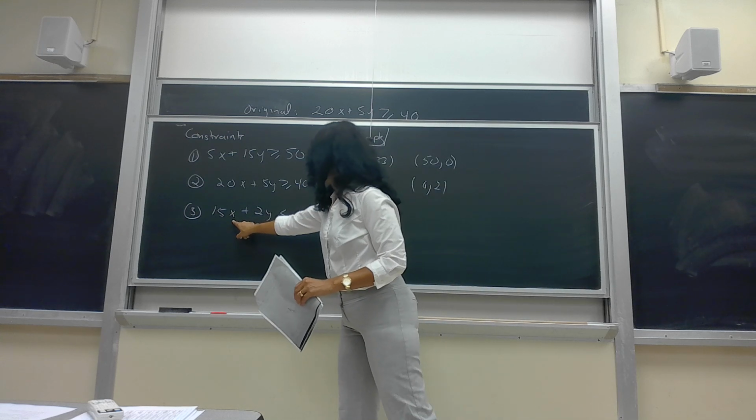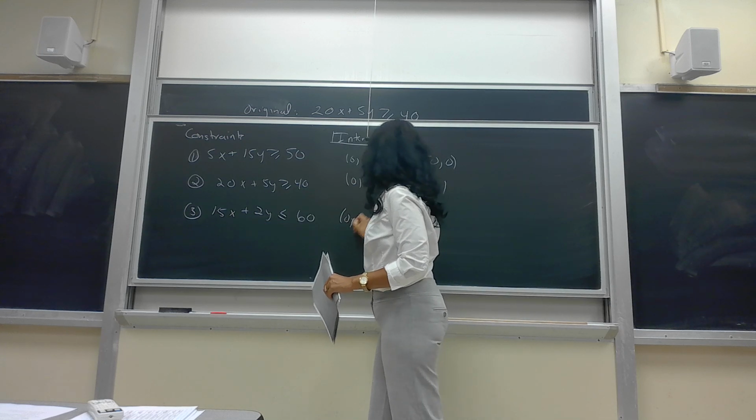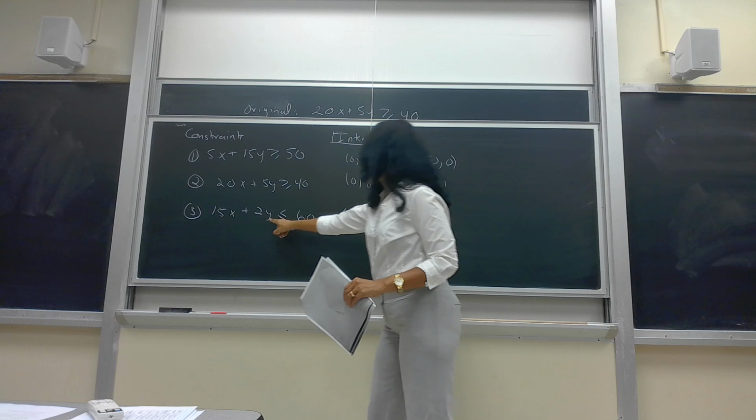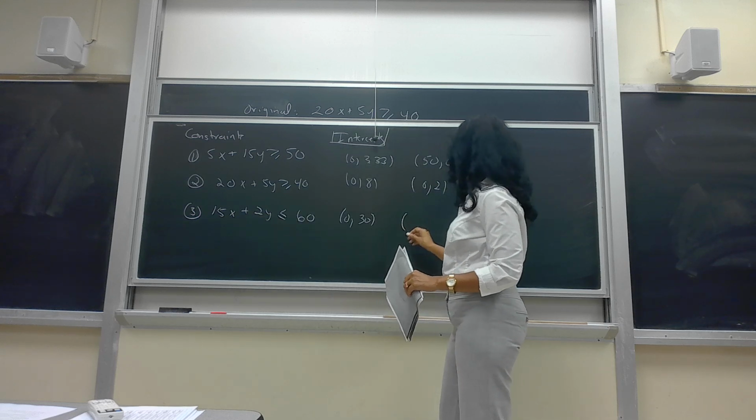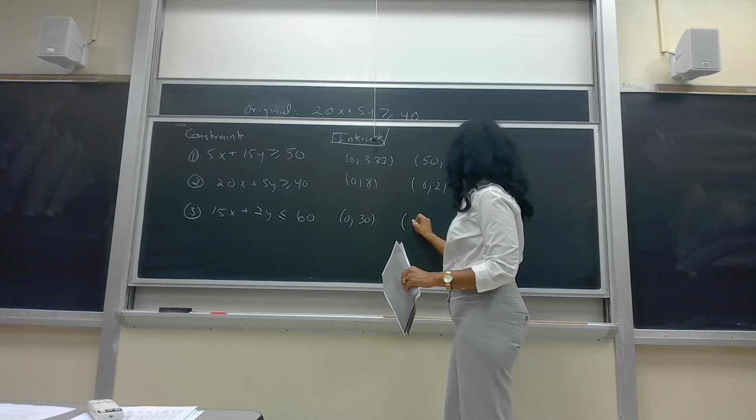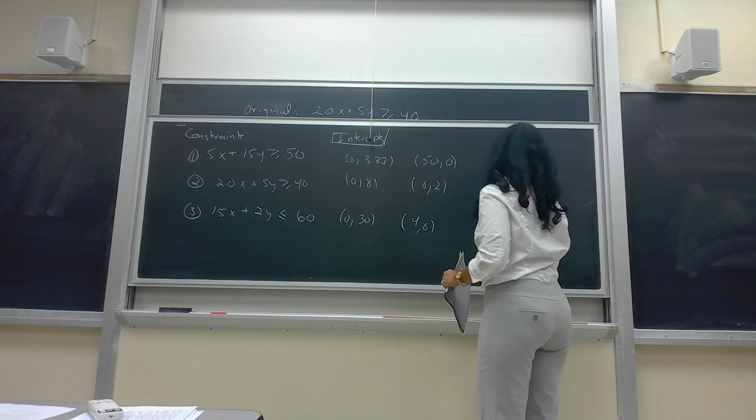And then when I have x equals 0 here, what do I get? 30. See how fast it is? And y equals 0, I get 60 divided by 15. 4. And now I can plot this.